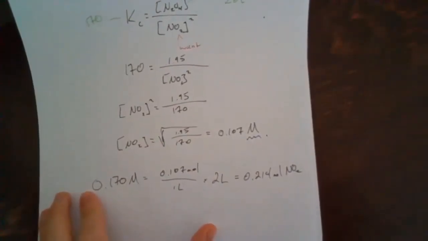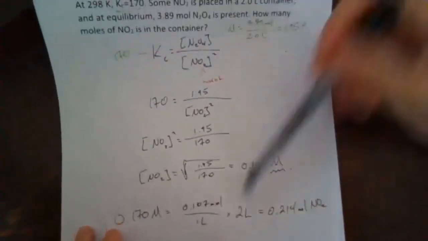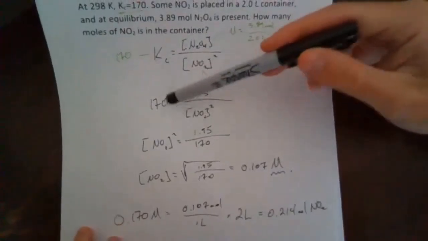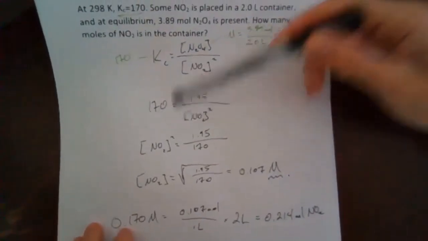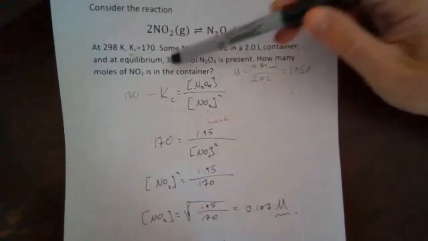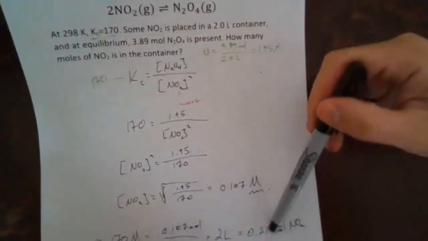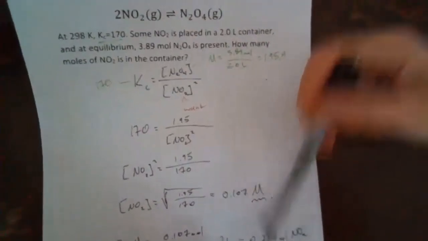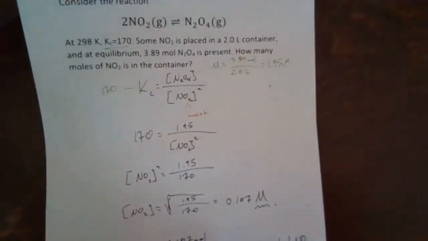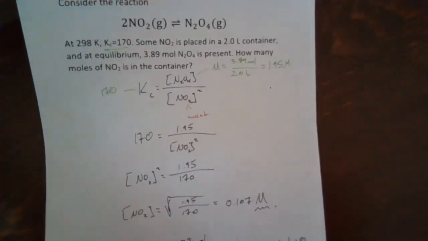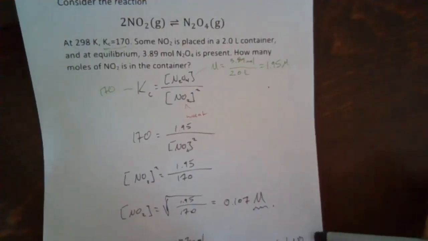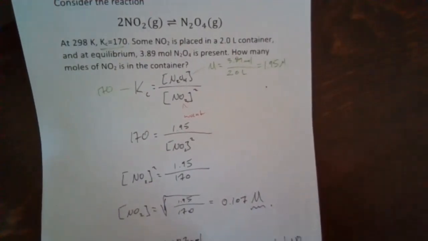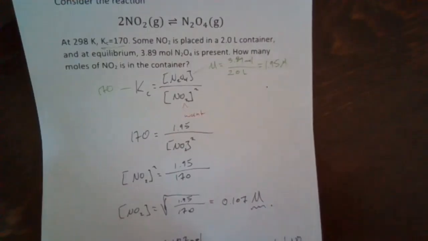So we can figure out how much is present. You'll note Kc is 170, so it is greater than 1. We do expect more product, which is what we're seeing, 3.89 versus 0.2. But 0.2 isn't exactly a tiny amount relative to that. It's just less than a tenth of the product amount. NO2 is toxic, so we want to be mindful that it is left over. It is a good idea to know that.